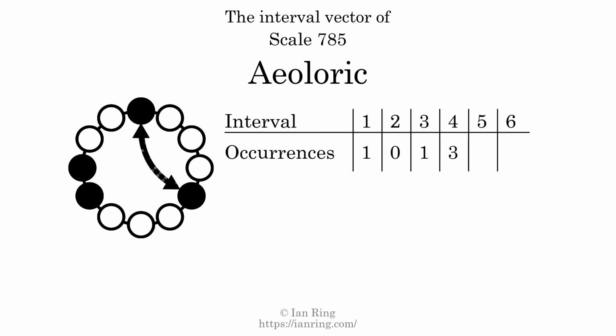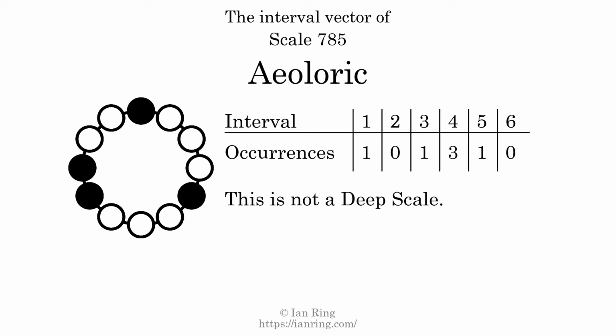There are 3 intervals with a size of 4 semitones. They are here, here, and here. There is one interval with a size of 5 semitones. It is here. There are no intervals with a size of 6 semitones. Each interval does not appear in this scale a unique number of times, so this is not a deep scale.